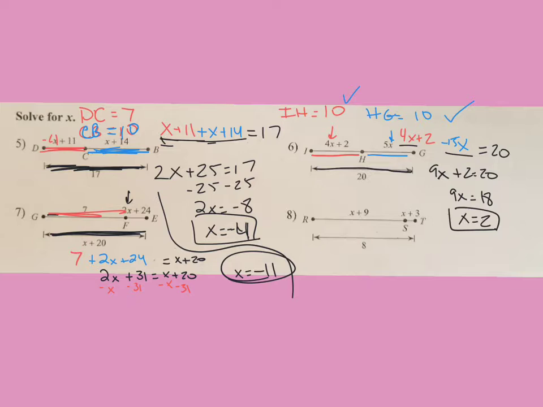So 2 times negative 11 is negative 22 plus 24 is going to... So I'm going to have my G, sorry. I'm going to have FE equal to... I'm going to have GE equal negative 11 plus 20, which is going to be 9. And then GF is 7, so that's work. 7 plus 2 does equal 9.